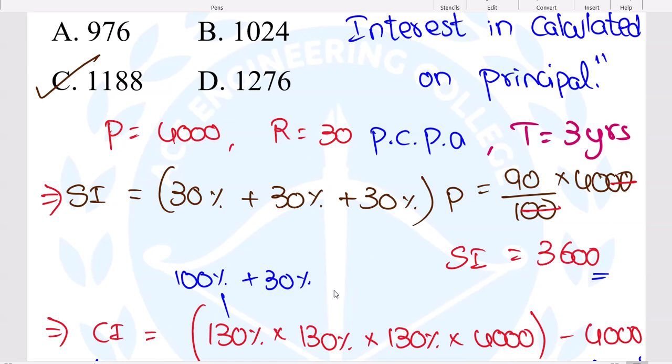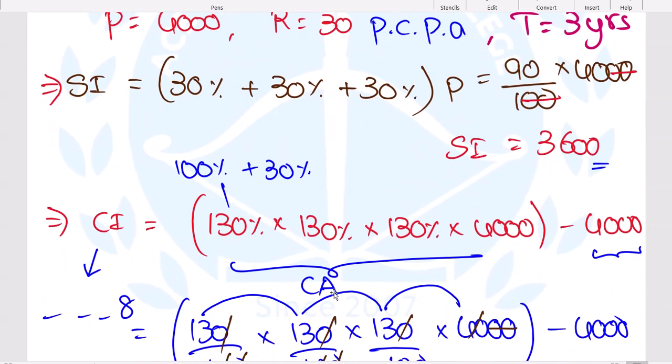What is the change in this equation that I have to make now? 110% into 120 into 130 into 4,000 minus the principal, complete. That's it. All the zeros will end. My answer should end with 6 actually. How, sir? 11 into 12 into 13 will come. 1 into 2, 2 into 3, 6. This 4000 ends with 0. The answer should end with 6. I can check that in the options.